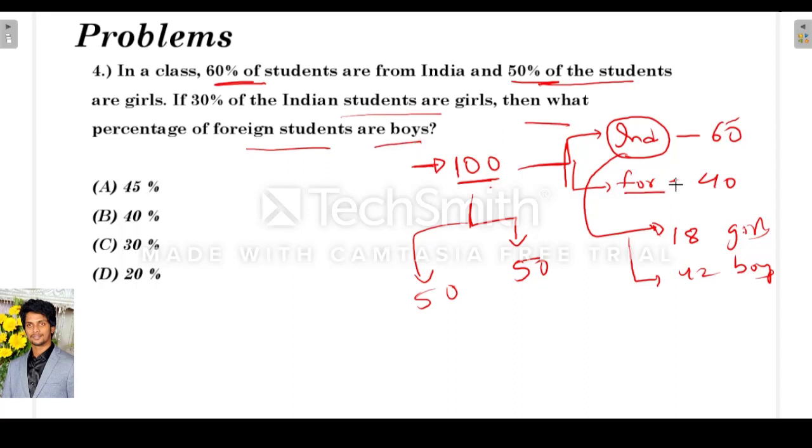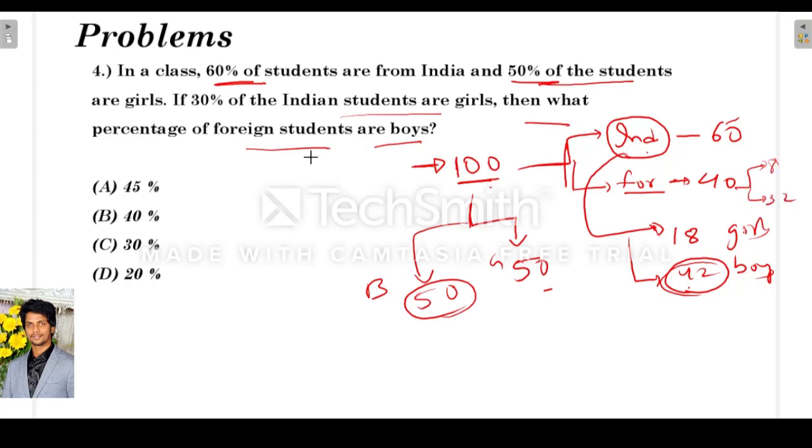So here foreign students 40 are there. In Indian students 42 are boys. So how many boys are there total? 50 are there. So in Indian students 42 are boys. So among 40 students only 50 minus 42, 8 will be boys and 32 will be girls, right?